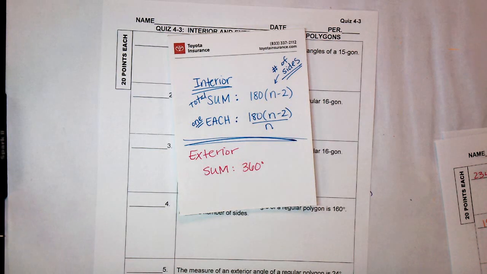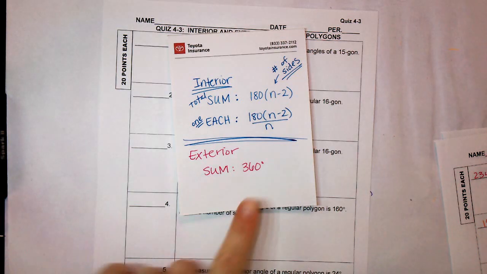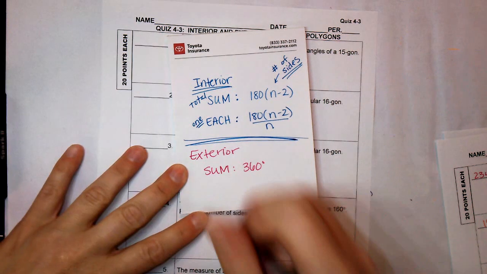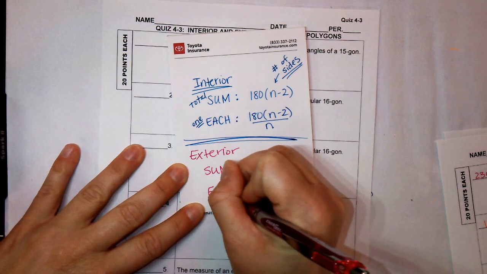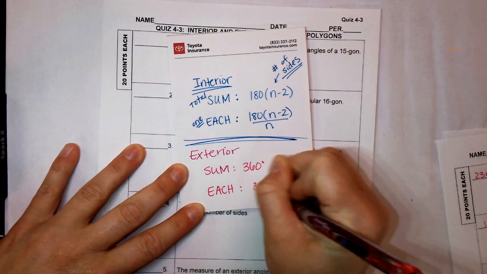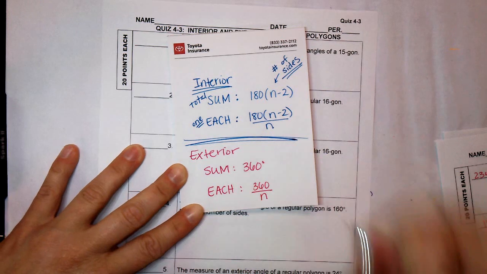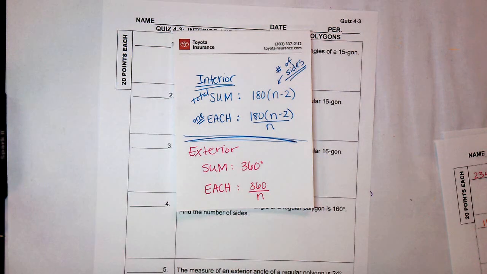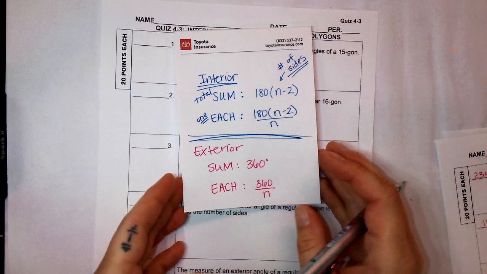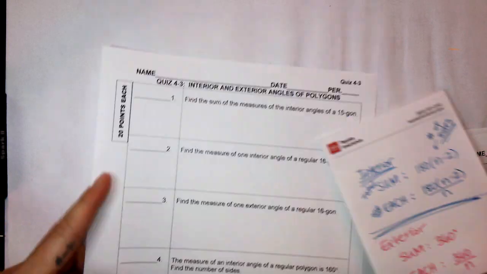So even if I have a triangle, if I say, what's the sum of the outside angles of a triangle, your answer is 360. If I say, what's the sum of the outside angles of a 100-sided shape, it's still 360. Okay, there's no math. The answer is 360. But if they want each, then I'm going to take 360 and divide by n. Okay? All right, those are your formulas. Let's try to see if we can use them. All right, number 1.